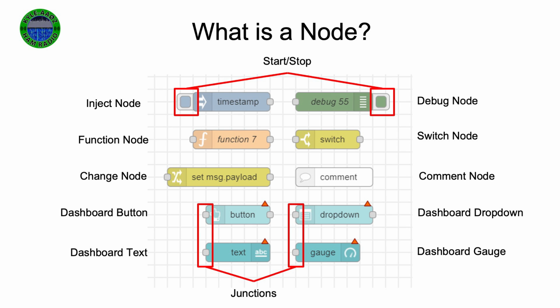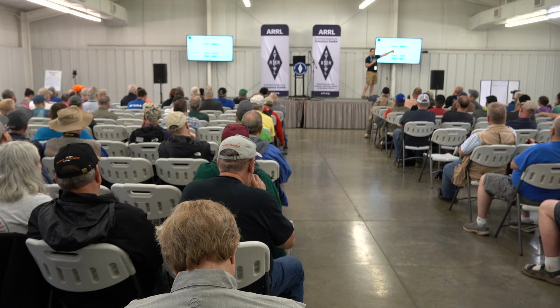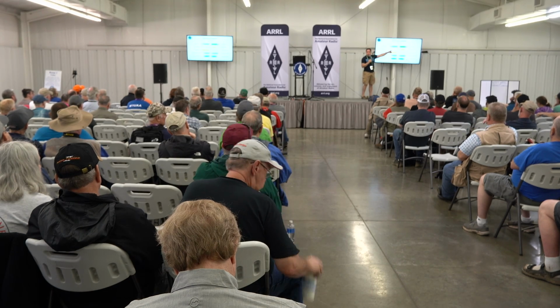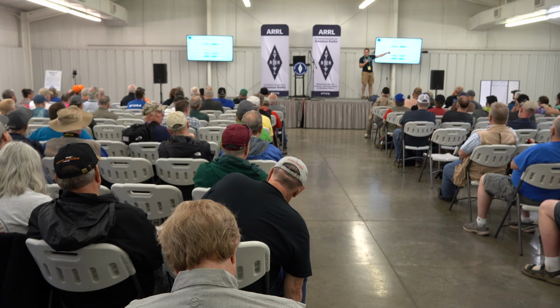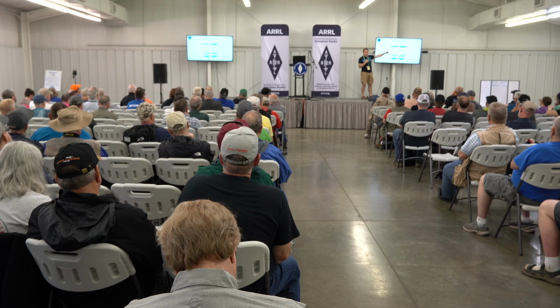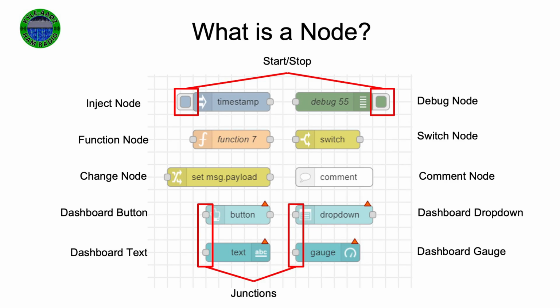These are different examples of nodes. You can see that there's a start-stop on some of these nodes. So this is a timestamp. This is basically what starts a flow, and we're going to get into that. Then you've got debug nodes. Debug nodes are your friend. They're the ones that get information out to figure out how things are flowing within your nodes.